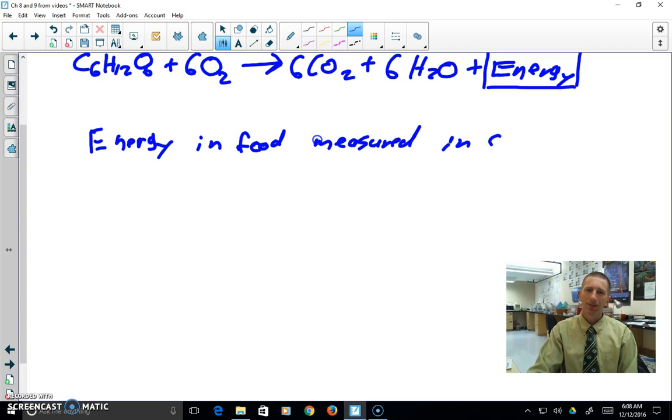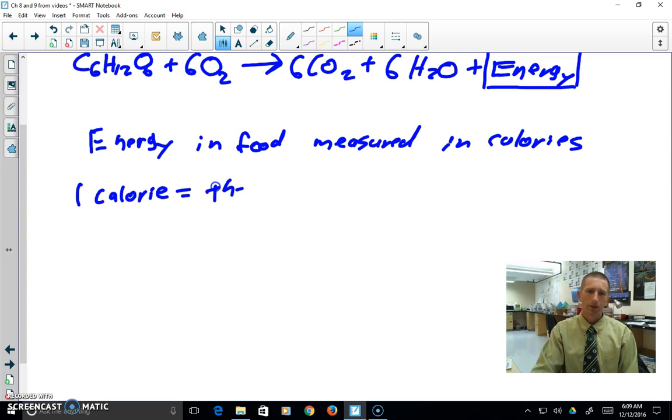Measured in calories. Mr. Leo, what is a calorie? Good question. One calorie equals the amount of energy needed to raise the temperature of 1 gram of water by 1 degree Celsius.